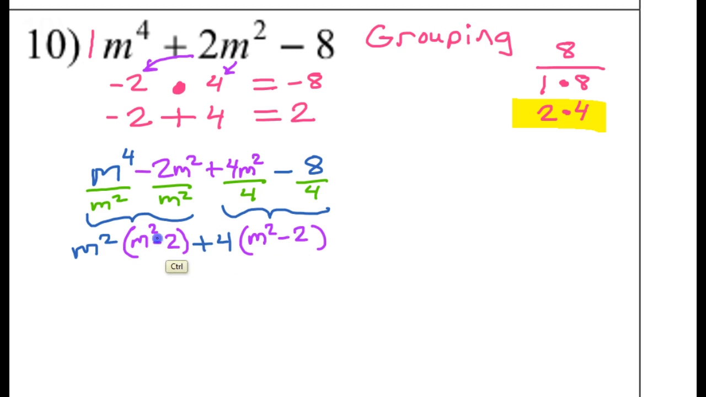Notice that the parentheses are the same, m squared minus 2. For the grouping method, these should always be the same. If they're not the same, you made a mistake. You need to go back and check your steps.